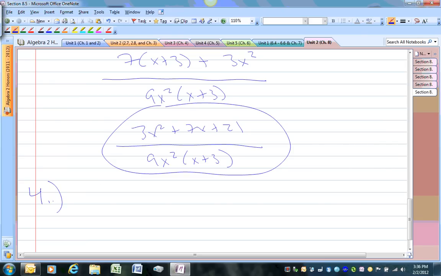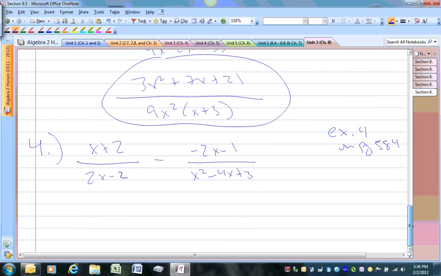Number 4. How about x plus 2 over 2x minus 2 minus negative 2x minus 1 over x squared minus 4x plus 3. This, by the way, is example 4 on page 584. So you need to find the LCD first.